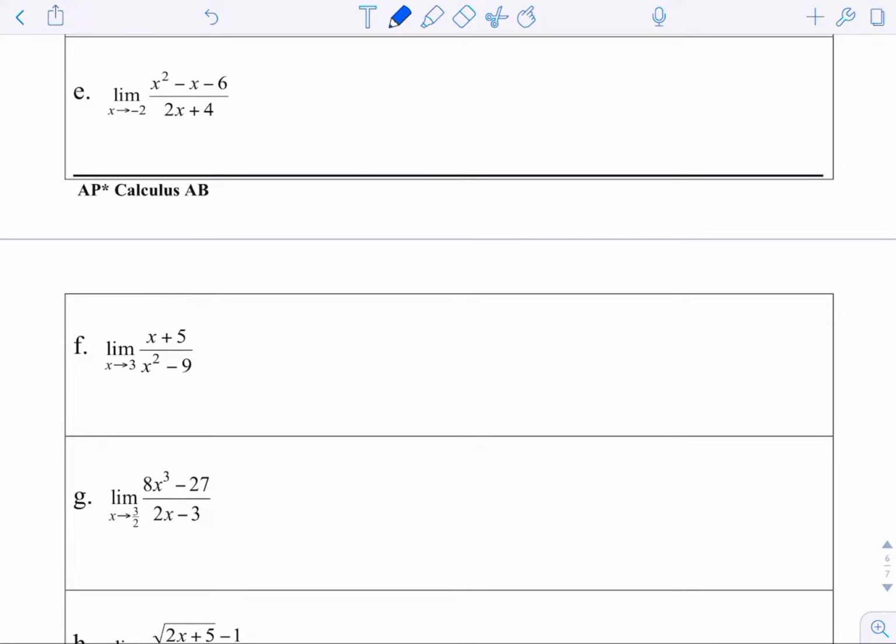I look at this function, it's a rational function, and I'm looking at the domain, and I know that we can't have 0 in the denominator here. So I know that if x equals -2, it's going to cause the denominator to be 0. So I know the domain is all numbers except x cannot be -2.